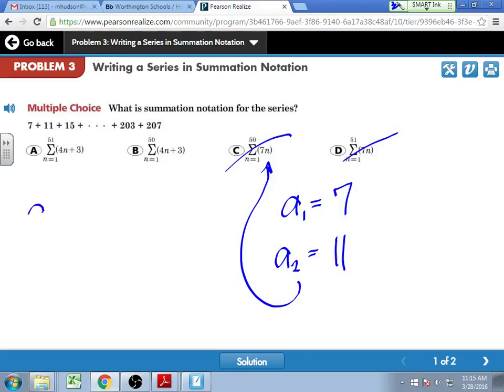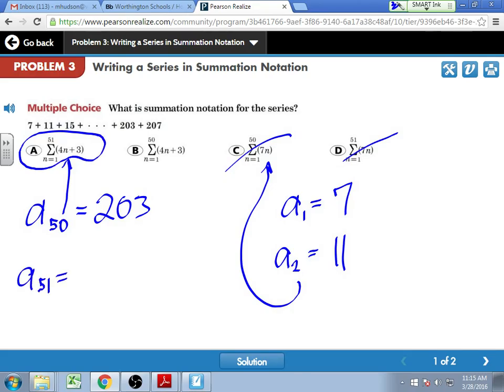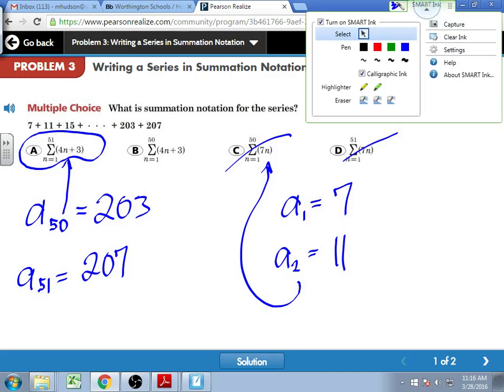So if I say, what is a sub 50? Then I can plug the 50 in for n. 4 times 50? 200. 200 plus 3? 203. So does my series end at term 50? No, it ends at term 51. Which is the one you pointed at. And if I solve a sub 51, I will get 207. So now we could take that, drop it in our calculator, and it will do all the work for me. And I'm going to show you how to do that in just a second.